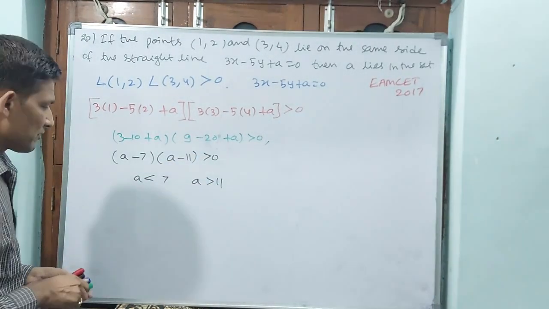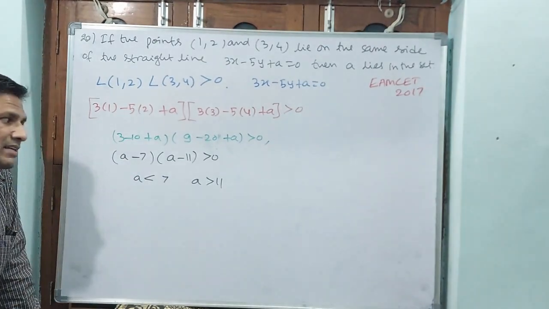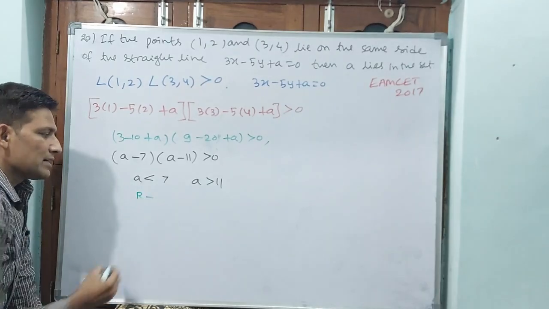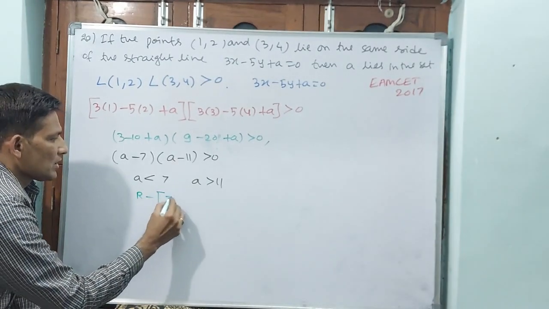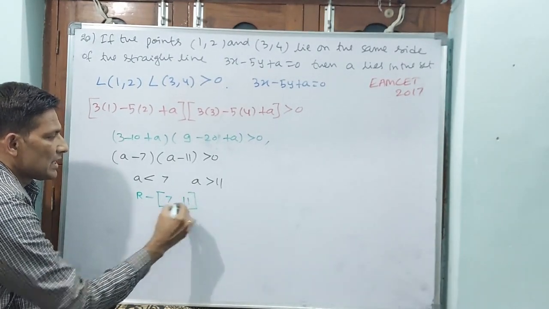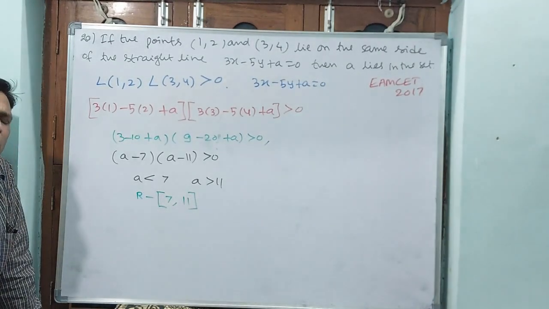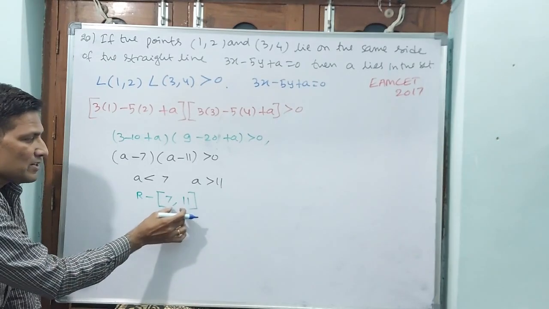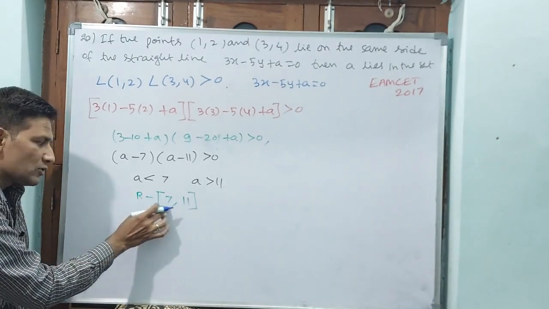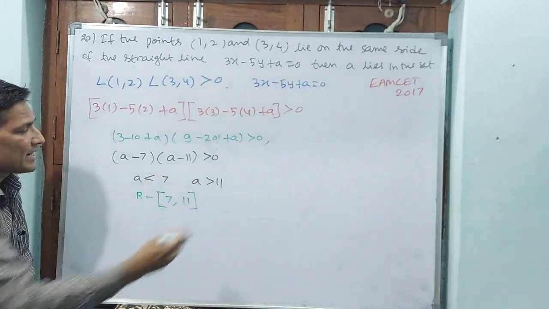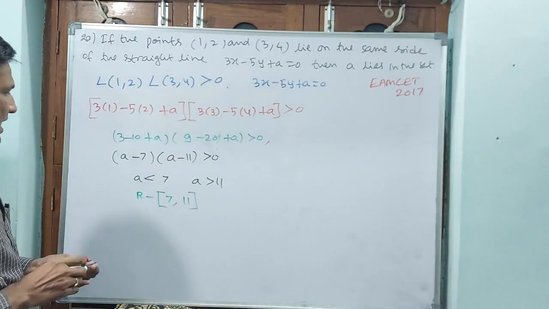Like this you are right, but how will they write the answer? Less than 7 and greater than 11 means how we are going to write it? R minus 7 to 11. That means in between 7 to 11 you should not use. 7 also you should not use, 11 also you should not use. Less than 7, greater than 11 you have to use. This is the answer for this question.